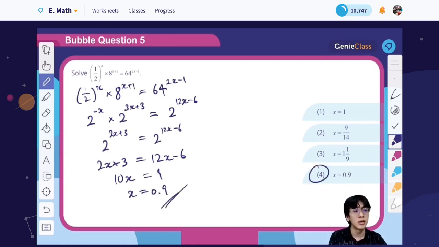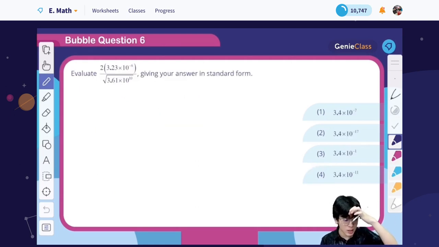I think this one had a few people with careless mistakes, but it should be doable, right? Okay, last question. Now, this is your standard form question. What is standard form? Standard form just means you have to make it a decimal with only one digit at the start, and then you have the times 10 to the power of something at the end.